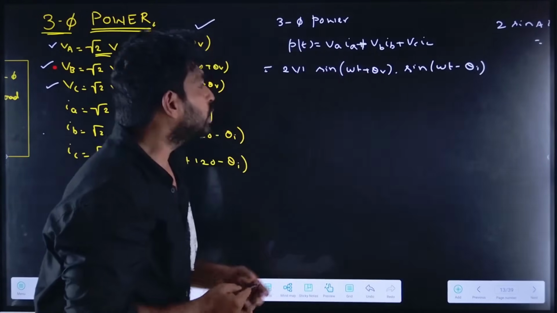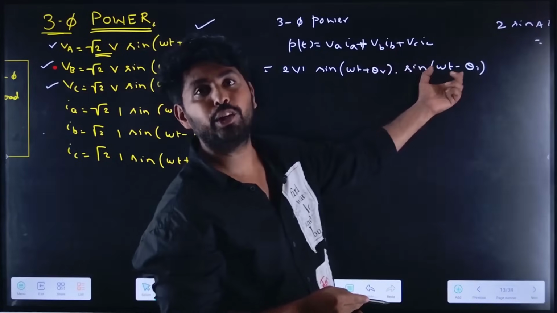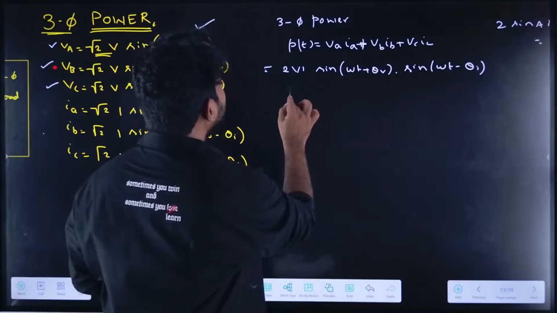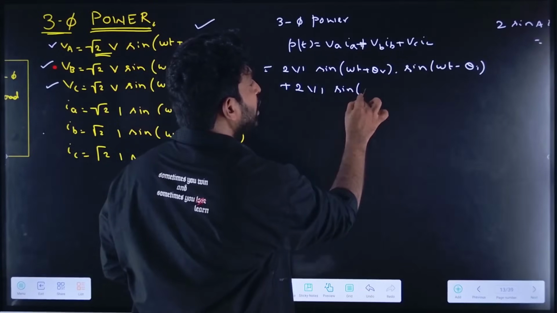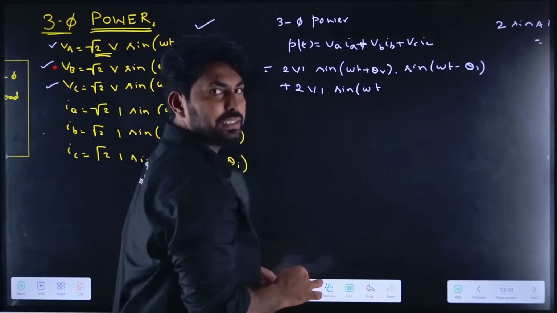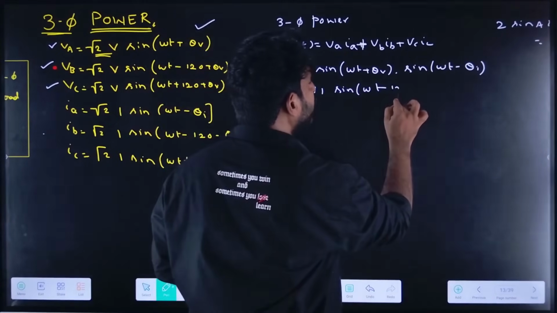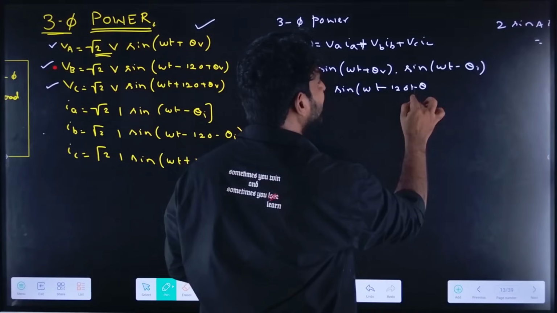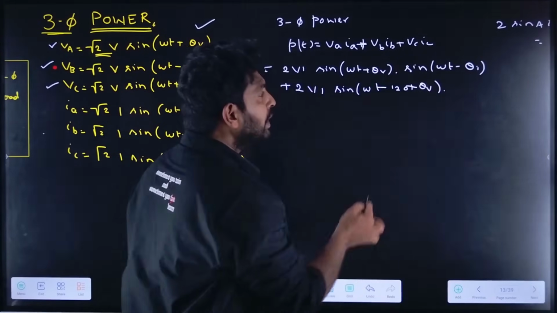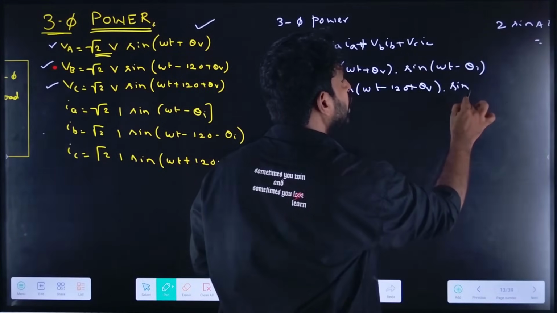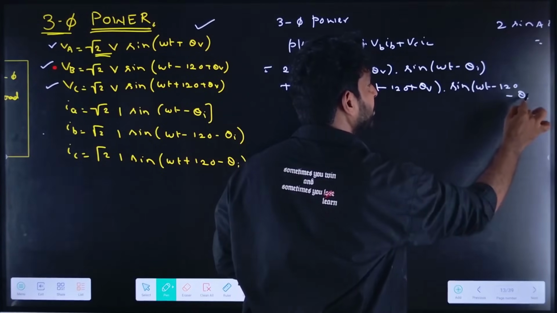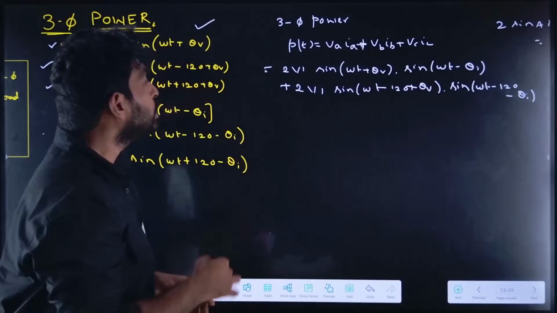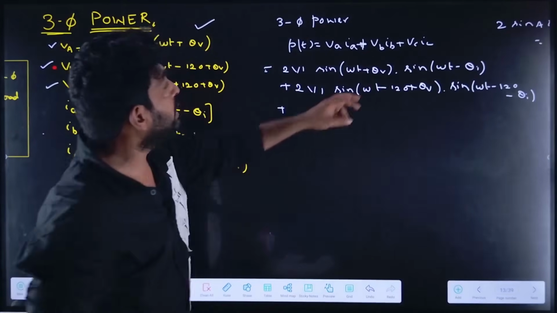Similarly, let us find VB into IB. VB into IB is equal to 2 VI sin(omega t minus 120 degrees plus theta V) into sin(omega t minus 120 degrees minus theta I). Similarly, the third term is VC into IC.